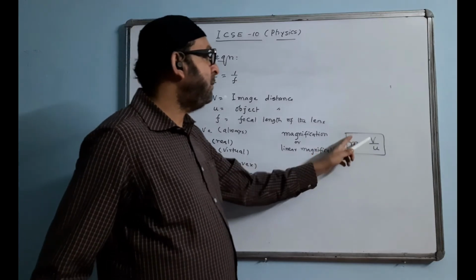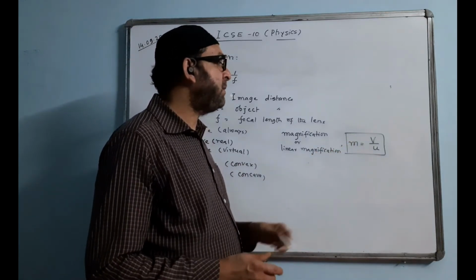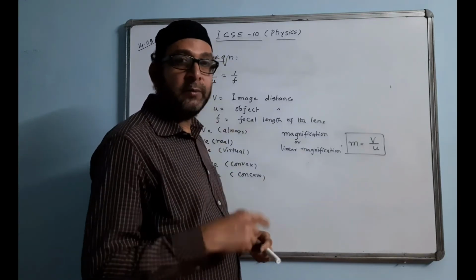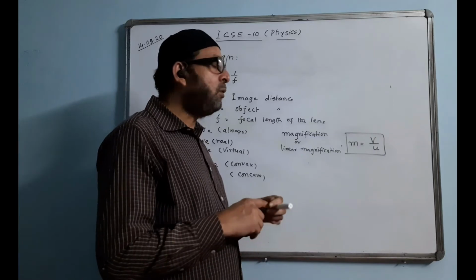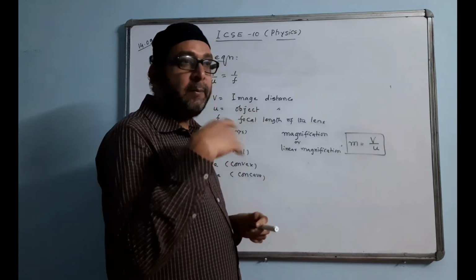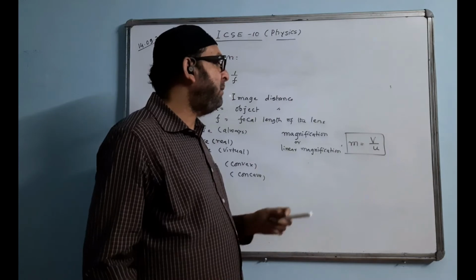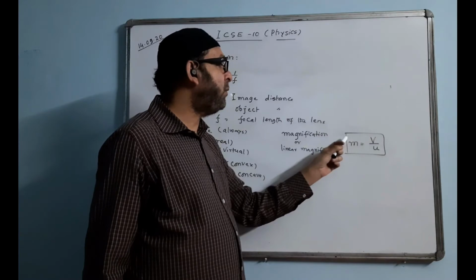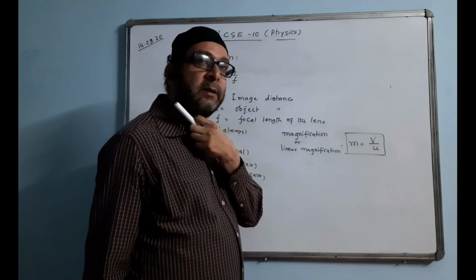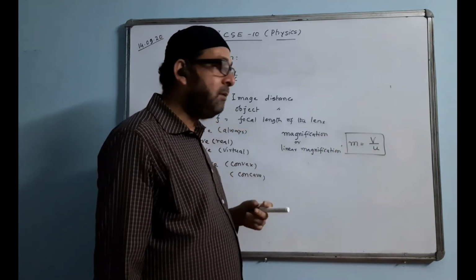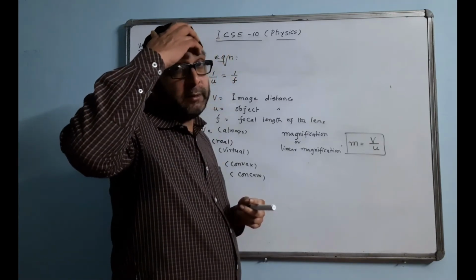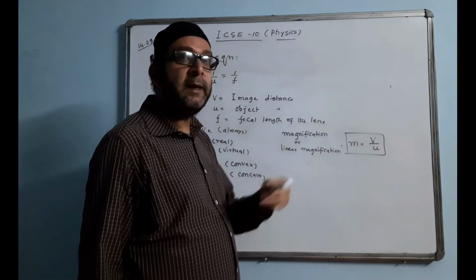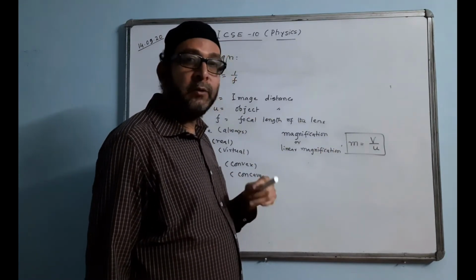Suppose m is 1, then v and u will be equal. That means the size of the image will be equal to the size of the object. If the m value is more than 1, the image will be bigger by that many times. For example, m is 2. That means v will be twice u, and the image will be twice as large as the object, an enlarged image. If m is 10, we say the image is 10 times enlarged as compared to the object.